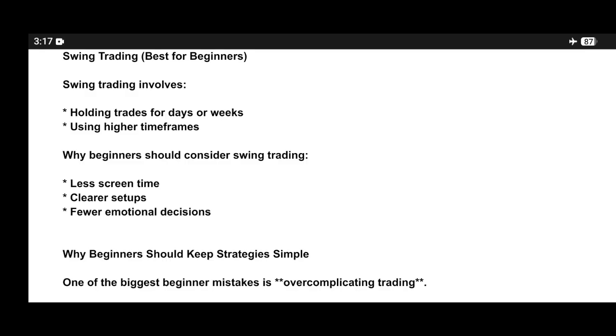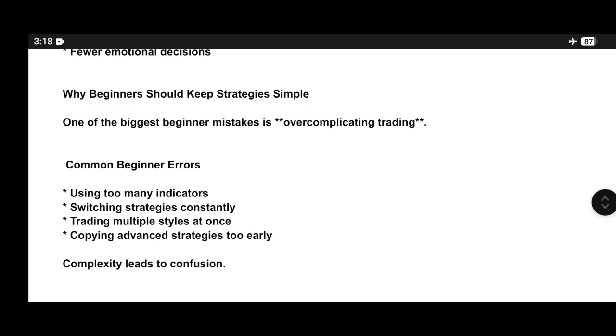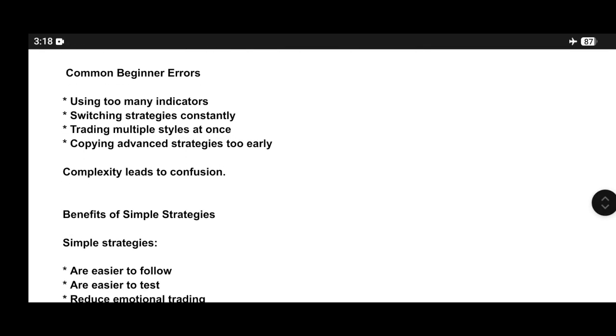Why should beginners keep strategies simple? One of the biggest beginner mistakes is overcomplicating trading. Common beginner errors are using too many indicators, switching strategies constantly, trading multiple styles at once, or copying advanced strategies too early. Complexity leads to confusion.